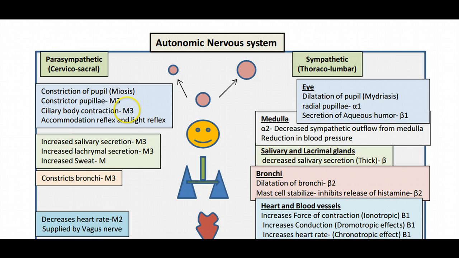Now, another receptor involved is M3, which is located in the ciliary body, and it causes contraction of the ciliary body. Now, contraction of the ciliary body with constriction of the pupil, along with convergence of the eyeballs, is what we call the accommodation reflex. And whenever the pupil constricts in response to light, it is called the light reflex.